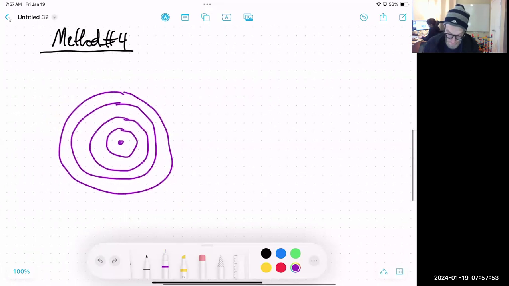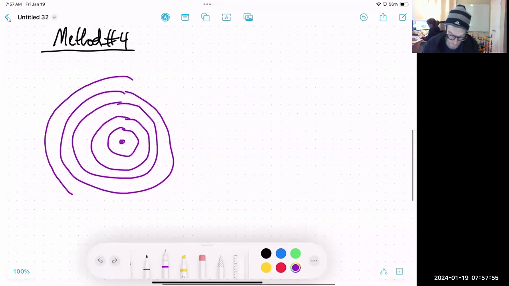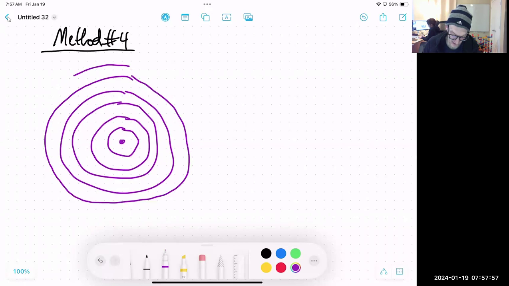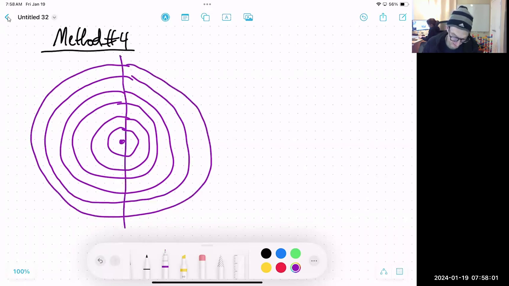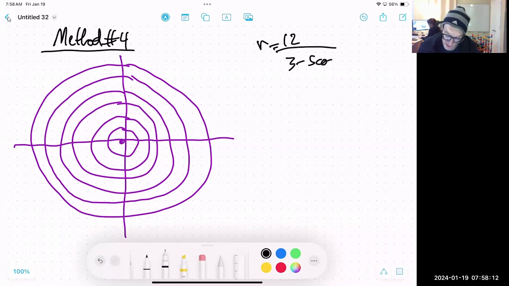One second. 5, 6, 7. And now we take our equation. The equation is r equals 12 over 3 minus 5 cosine theta.